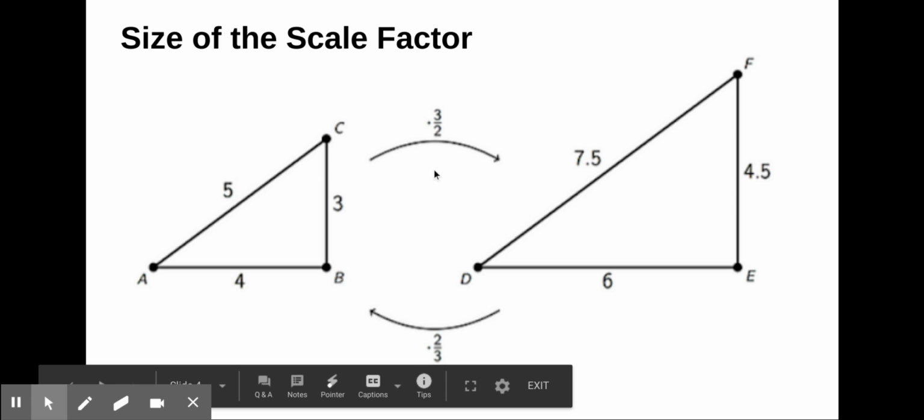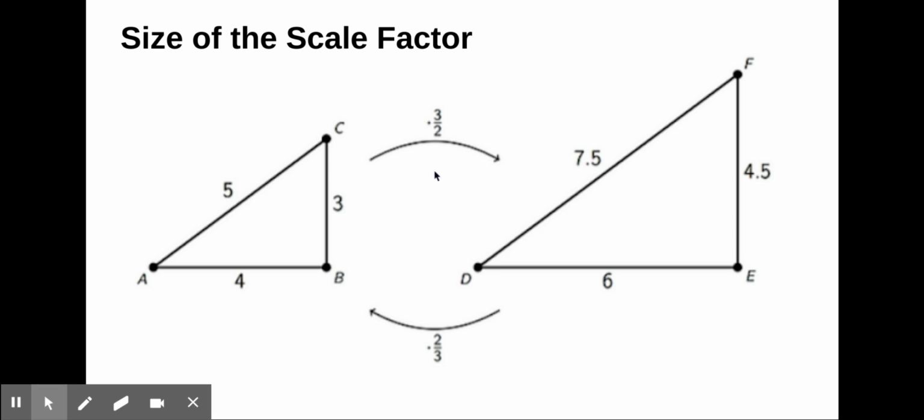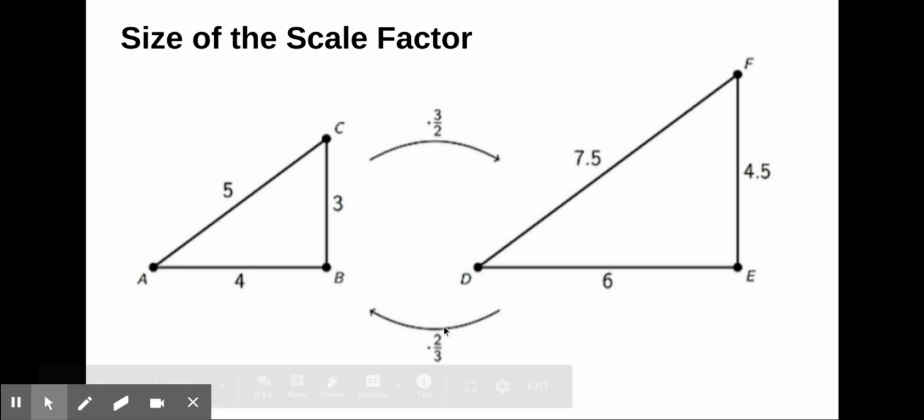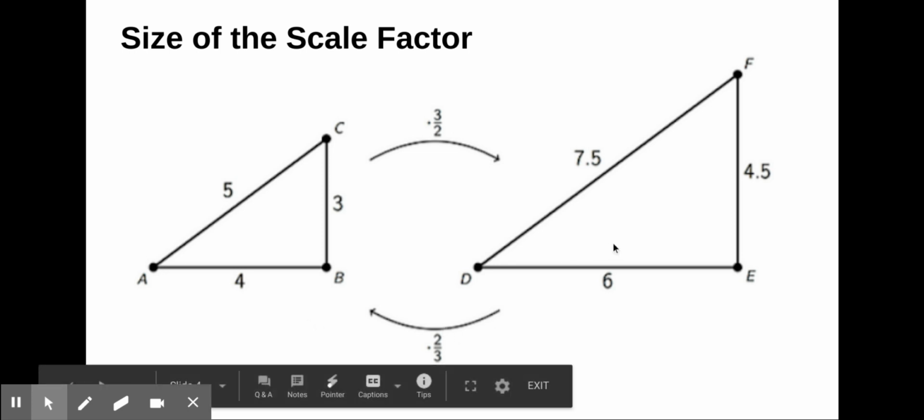Okay, so again, if we have two shapes and we have our numbers here, think about it. 3 times 2/3. Well, 3 times 3 is 9. 9 divided by 2 is 4.5. If this is the original, we're going back this way. We'll think about it this way: 2/3 times 4.5. Well, 2 times 4.5 is 9. 9 divided by 3 is 3.